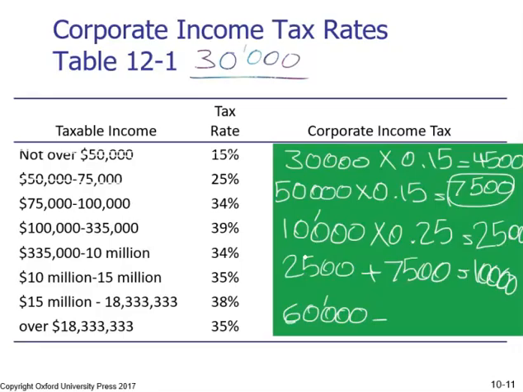And now you can understand how they calculate the average tax rate. So the average tax rate would be for this company, this one, $10,000 over $60,000. That would be 16.6%. So you see, 15%, 50,000, and 25%, 10,000. And that's the reason the average tax is closer to that 15%.